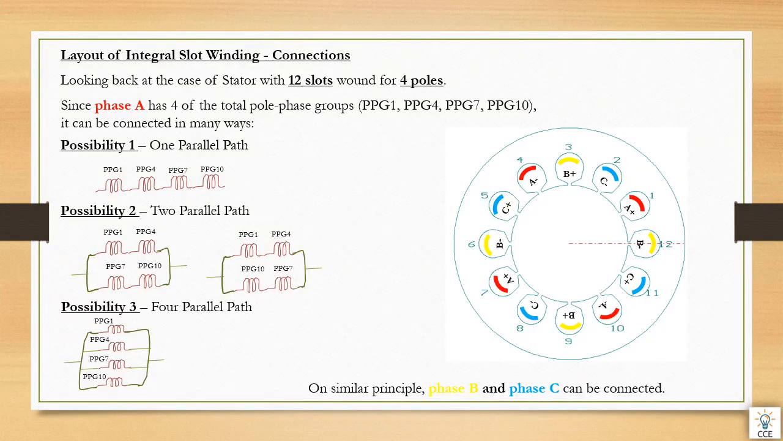And on the similar principle we can create such one parallel path or two parallel path or four parallel path for the other two phases, that is phase B and phase C. But we have to keep in mind that if I am winding phase A for one parallel path, then phase B should also be for one parallel path, phase C should also be for one parallel path. So you cannot mix and match the number of parallel paths among the phases. So if one phase is having two parallel paths, the other two phases should also be wound in similar configuration that is done for phase A.